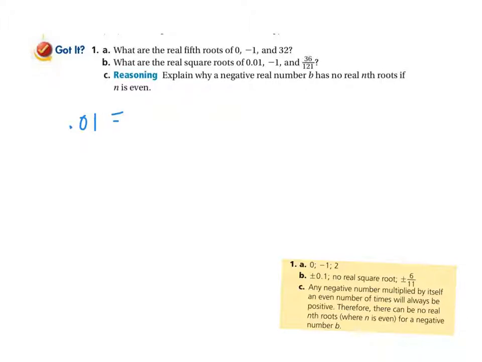Well, isn't that 0.1 times 0.1? But again, we're looking for an even root, so technically, we also get negative 0.1, right? Negative 0.1. So those are the real square roots for 0.01.